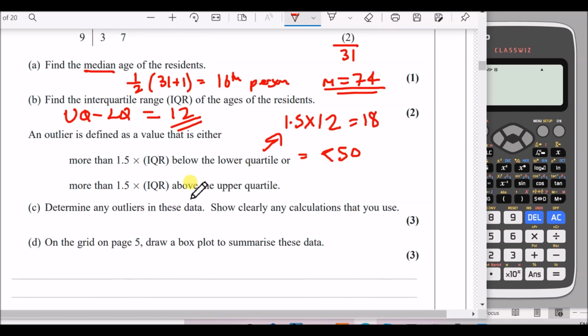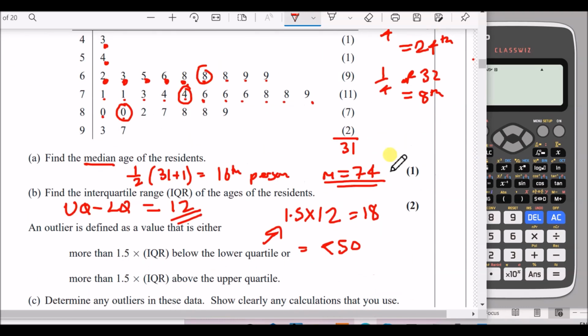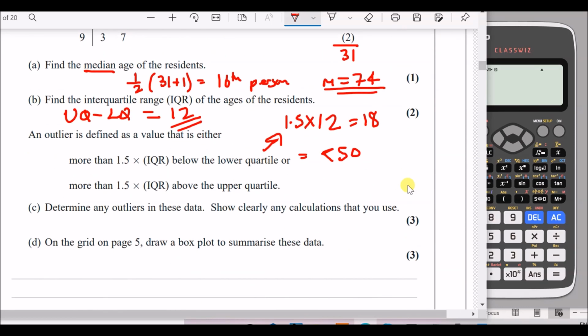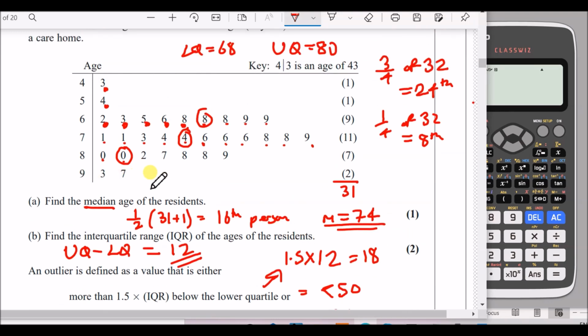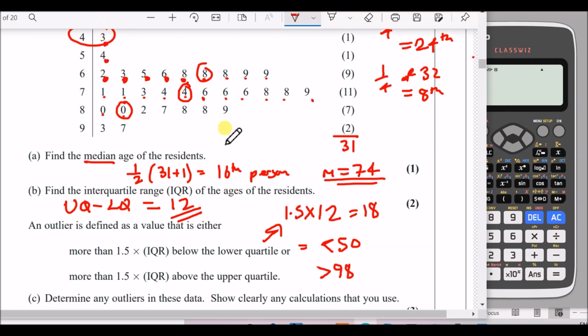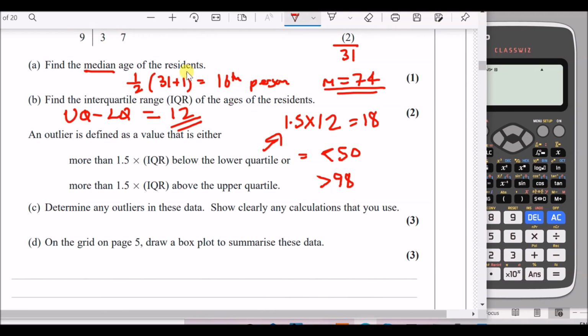Likewise, for the other one, it will be 1.5 times the IQR, which is 18, above the upper quartile. So 18 units above the upper quartile, which is 80. So 80 plus 18, that's 98. So another outlier is anything above 98. Now we just have to look at the data set, guys, and see what values are below 50 or above 98. Looking over here, there's nothing above 98 because the biggest is 97. But there is one below 50, which is 43. This is the only outlier below 50 because the next lowest is 54. That means the only outlier is 43.